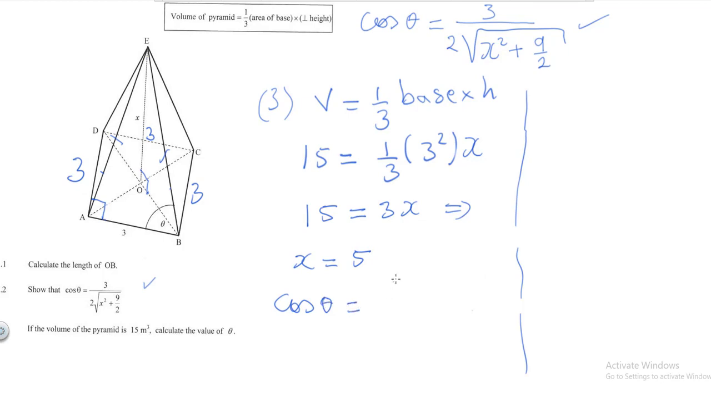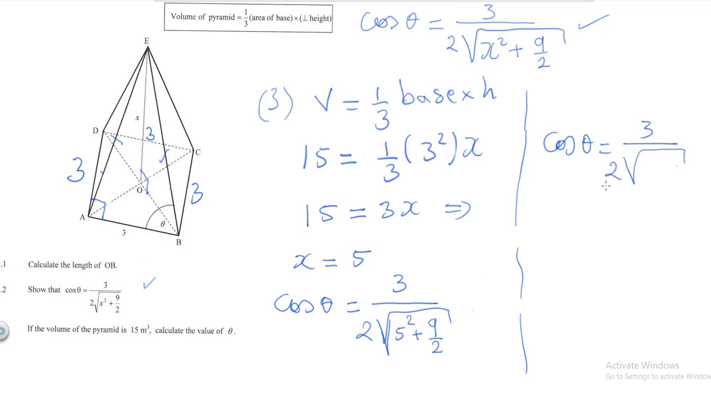Now, we have cos theta equal to 3 over 2 square root of x squared plus 9 over 2. So this will give you cos theta equal to 3 over 2. If you calculate here in the middle, it will give you 59 over 2.